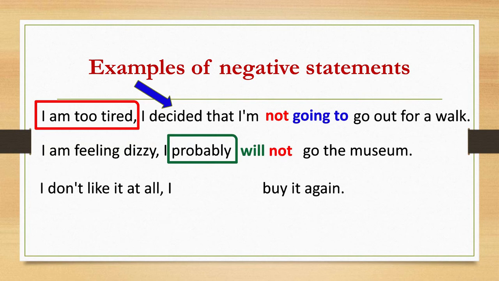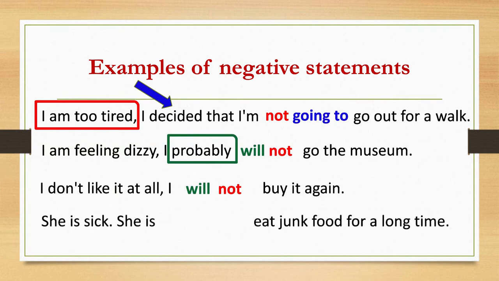I don't like it at all. I won't buy it again. So I will not buy it again. And we are talking about something that we bought and we don't like it. At the moment of speaking, we decided that we will not buy it again.